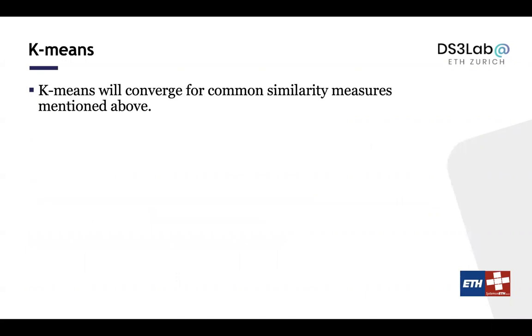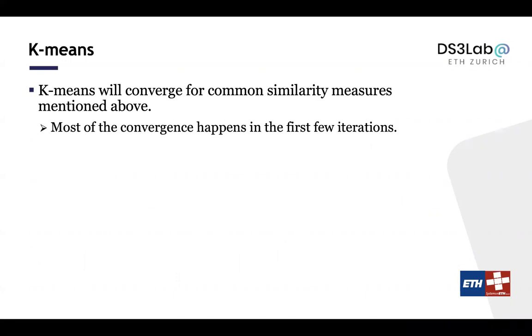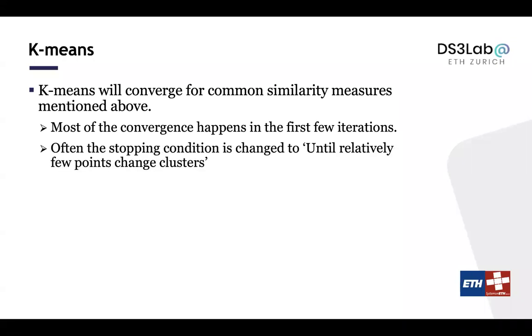Under mild conditions, k-means will always converge. And most of the convergence in practice happens in very few iterations. Often the stopping criterion of the algorithm is that you count how many points change cluster across different iterations. If that number is small enough, then you're happy.